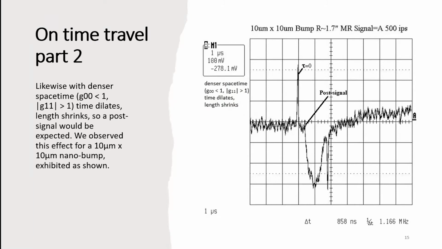Likewise, with denser space-time, time dilates, length shrinks, a post signal would be expected. We observed this effect for a 10 micron square nanobump as shown. You can see the post signal there.